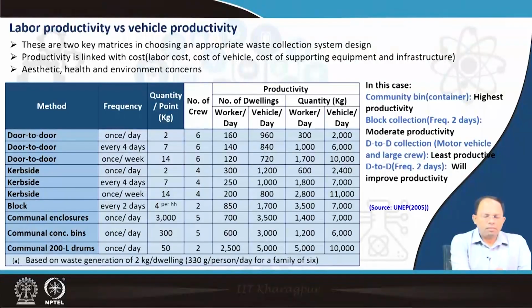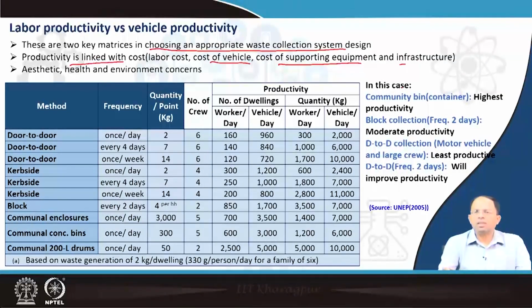So labor productivity and vehicle productivity are two key metrics in choosing an appropriate waste collection system design. Productivity is of course linked with cost. Labor cost, cost of vehicle, cost of supporting equipment and infrastructure, all these are costs. And aesthetic, health and environmental concerns are also there, but these are secondary.